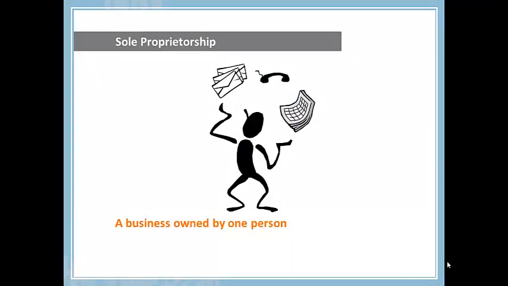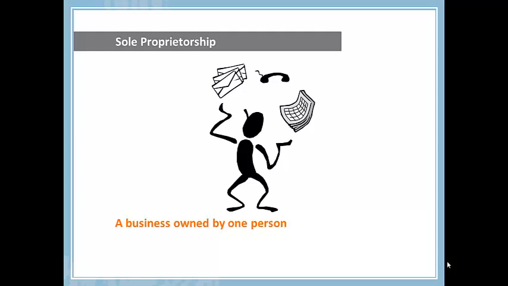A sole proprietorship is a business that is owned and operated by one person. This is the most common form of business ownership. Approximately 70% of all U.S. businesses are sole proprietorships. The sole proprietor must provide the money and management skill to run the business, and in return, the sole proprietor is entitled to all the profits.